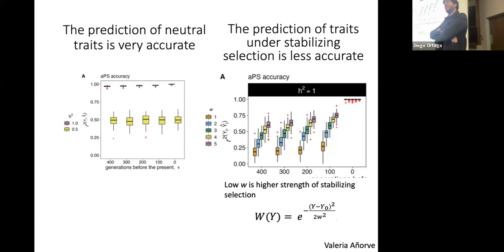That is something that I have not talked about. That actually sounds like a great idea. I would be interested in seeing if you actually use the decreasing accuracy over time to estimate stabilizing selection, and seeing if those estimates are concordant with other methods to estimate stabilizing selection. That sounds great. I haven't thought about that, but I think it could work.